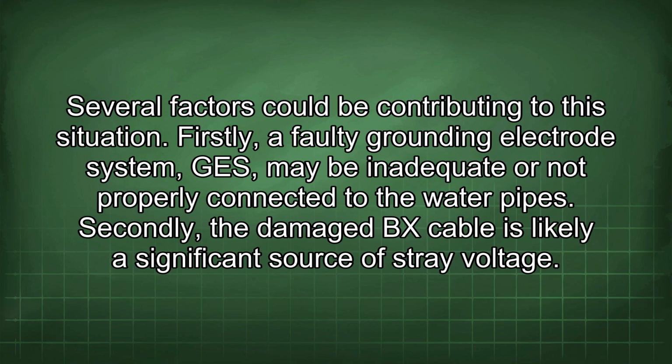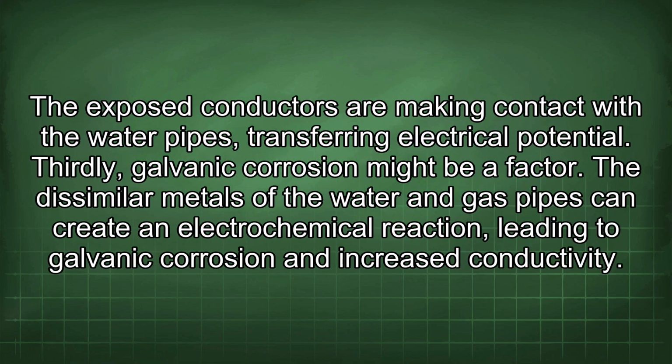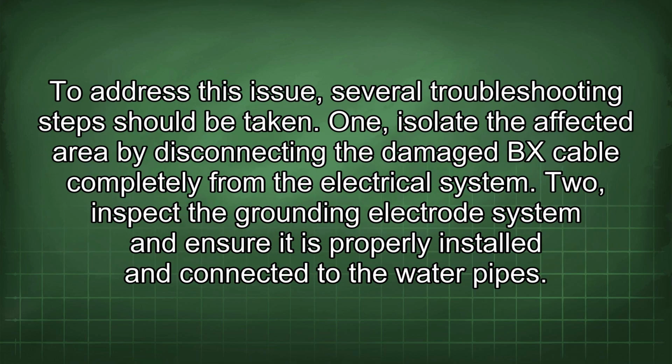Firstly, a faulty grounding electrode system, GES, may be inadequate or not properly connected to the water pipes. Secondly, the damaged BX cable is likely a significant source of stray voltage. The exposed conductors are making contact with the water pipes, transferring electrical potential. Thirdly, galvanic corrosion might be a factor. The dissimilar metals of the water and gas pipes can create an electrochemical reaction, leading to galvanic corrosion and increased conductivity. To address this issue, several troubleshooting steps should be taken.